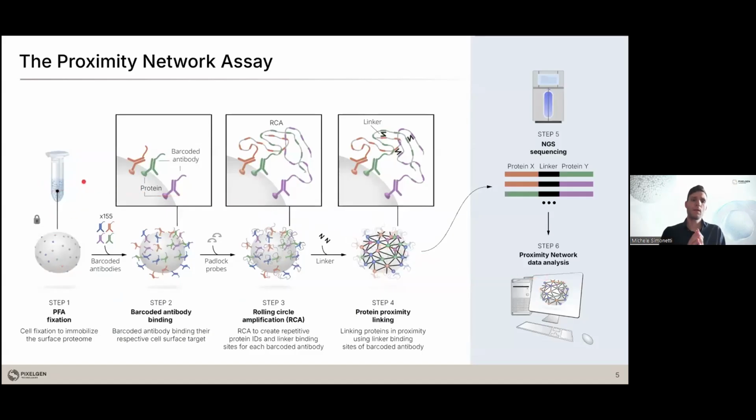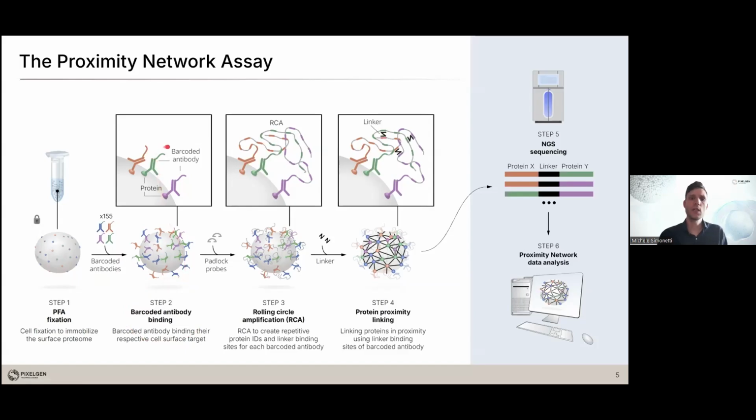So this is a summary of how the assay works, how the chemistry works. As I said, all the cells are in bulk, floating in PCR tubes, and these are the main steps of the technology. The first step is a PFA fixation step. This is done in order to immobilize the surface proteome. The second step is the addition of the barcoded antibodies.